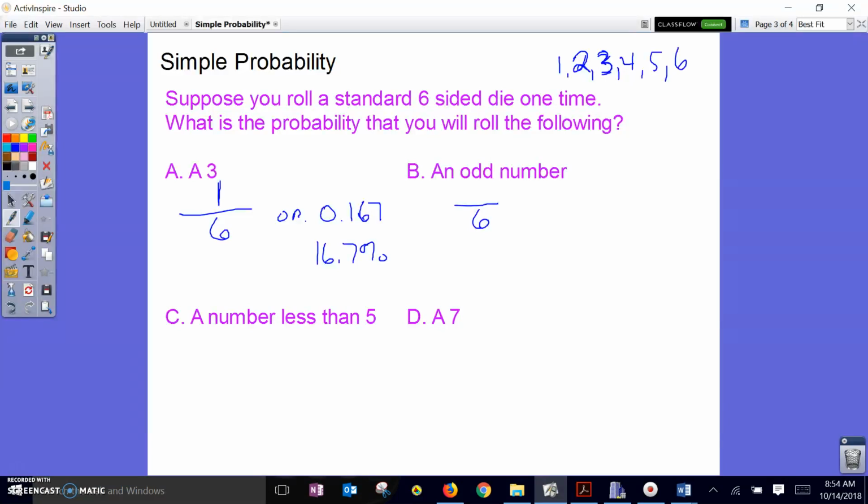All right, next, an odd number. There are still 6 possible outcomes. The odd numbers, there are 3 of them, 1, 3, and 5. So the probability of that is going to be 3 over 6, which I'll reduce to 1/2. Or if we want to write it as a decimal, 0.5, or as a percent, 50%.